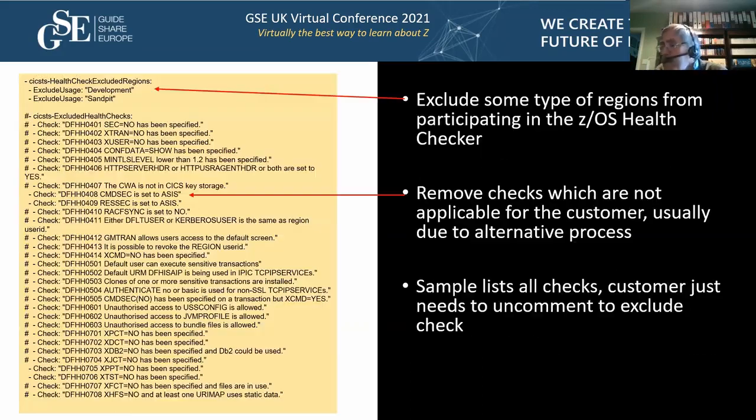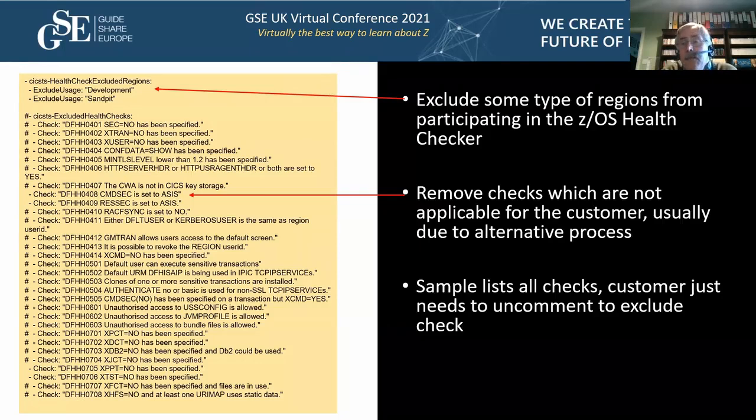Now, the other part of this was excluding the health checker information or messages. Inside the tagging file, there's another section which is Exclude Regions. And you can see here in our example file for the health checker that we've excluded any regions which are development regions or sandpit regions. So they just don't issue any messages to the health checker.